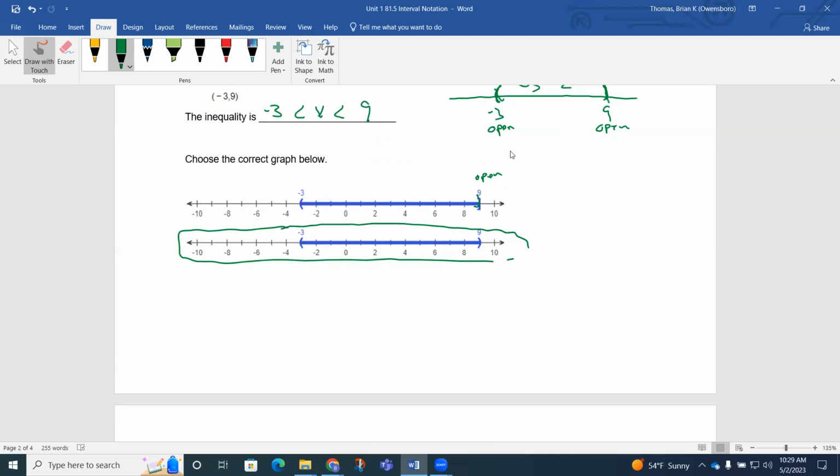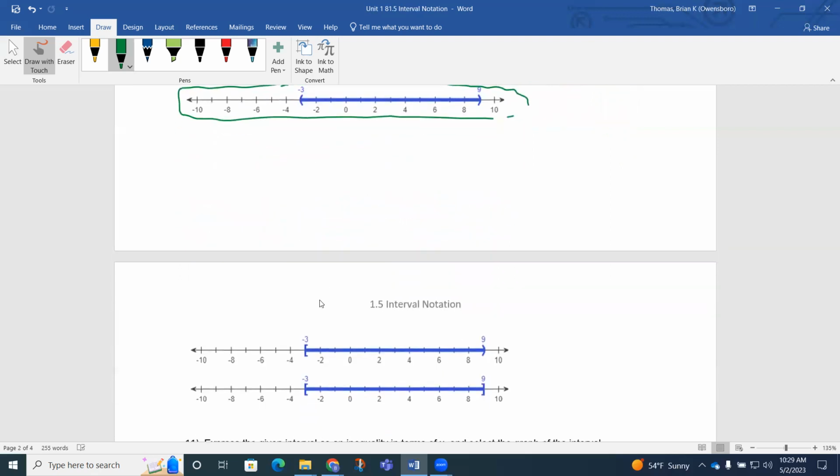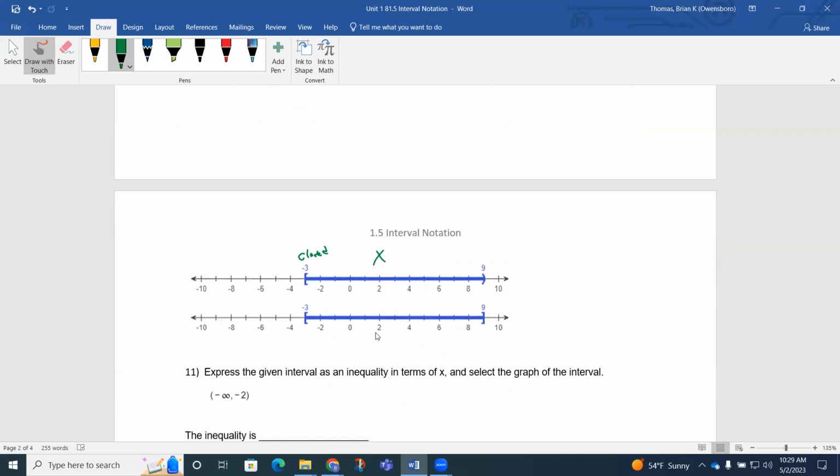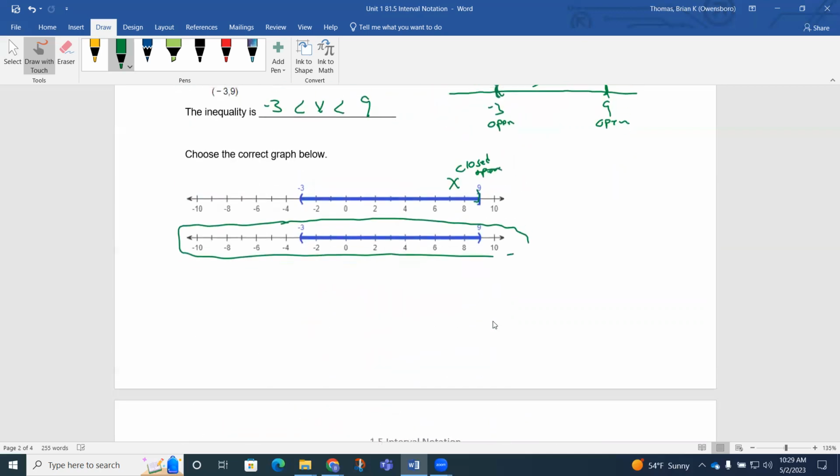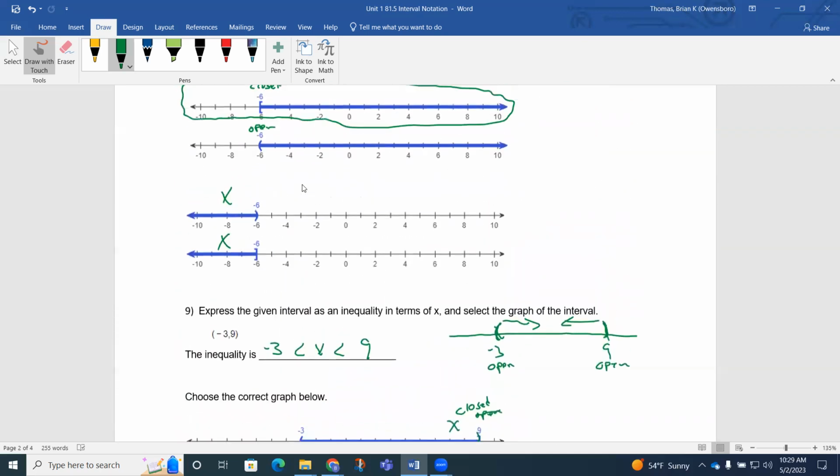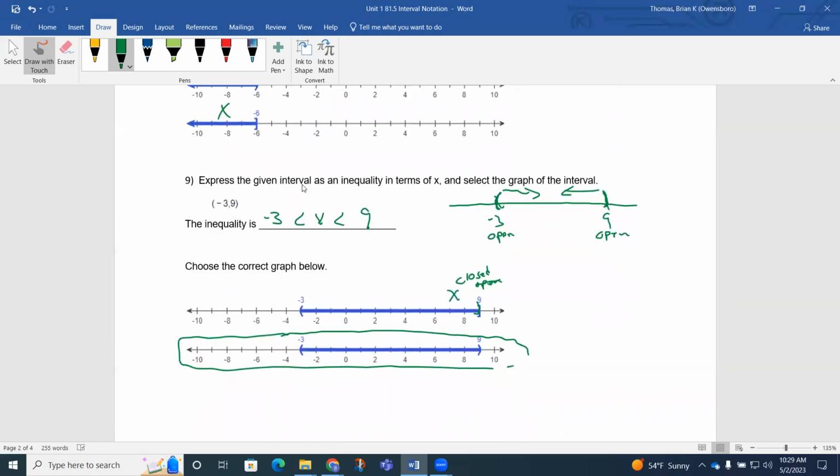This one is wrong because they got closed and it's supposed to be open. We want it to be open, so that one's wrong. If I look at these here, notice again, this is closed and it needed to be open. It needed to be a parenthesis. And notice how in this one, both ends are closed. So we need parentheses, not brackets, because if it says closed, that means you're including the endpoint, and in our example, we are not including the endpoints.